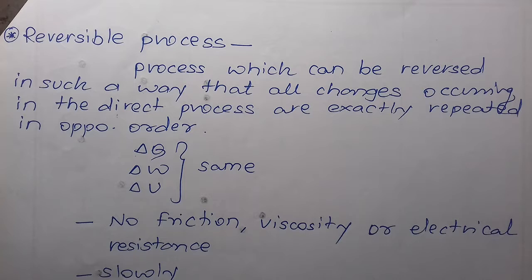Then reversible process. A process which can be reversed in such a way that all changes occurring in the direct process are exactly repeated in opposite order. So reversible process means the reverse process should be possible. First, the reverse process should be possible, and second, changes happened in the first process should be exactly opposite of changes in the reverse process.